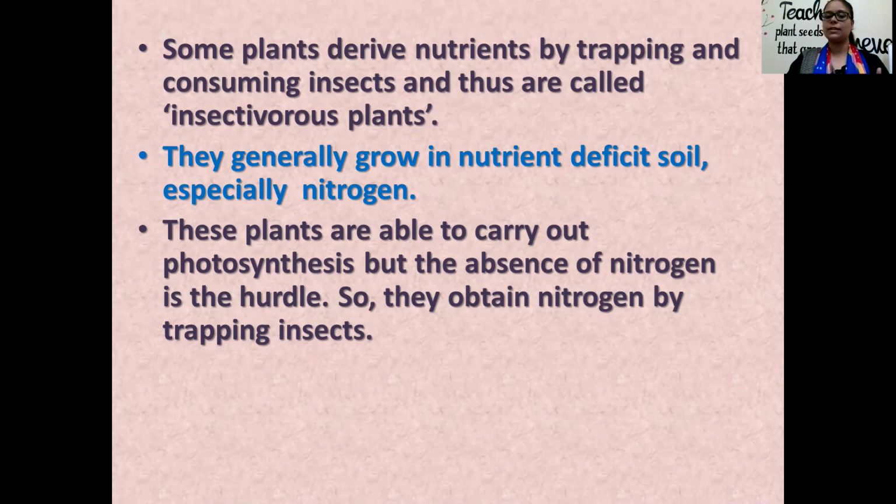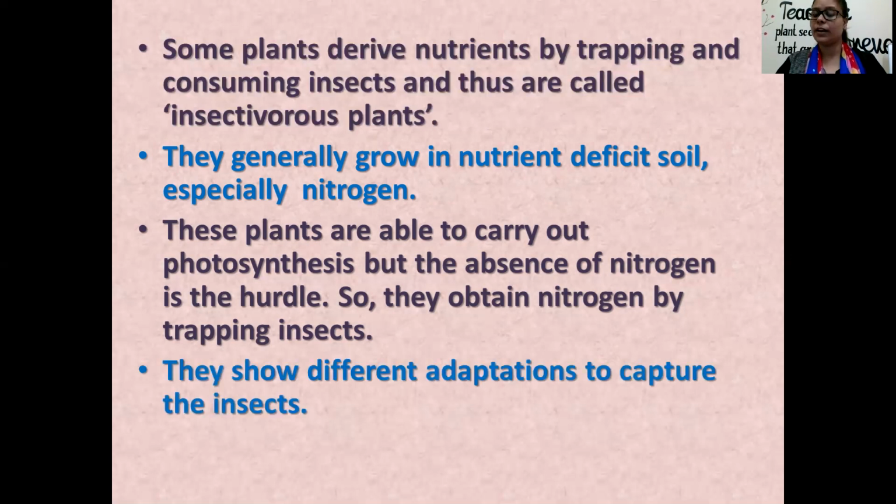What do they do? These insectivorous plants can carry out the process of photosynthesis easily, but the absence of nitrogen, because the plants cannot take nitrogen from the soil, right? So the absence of nitrogen is a hurdle which hampers growth and development, obviously. So they trap the insects, derive nutrients like nitrogen from them, and then they grow. They show different adaptations to capture insects. There are different types of insectivorous plants which have different methodologies to trap insects. We'll see how.